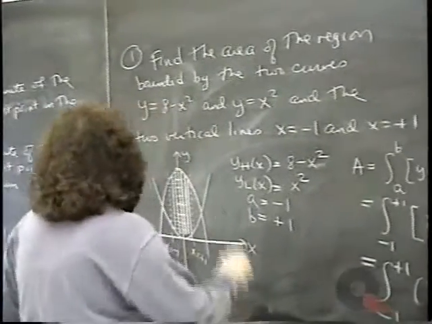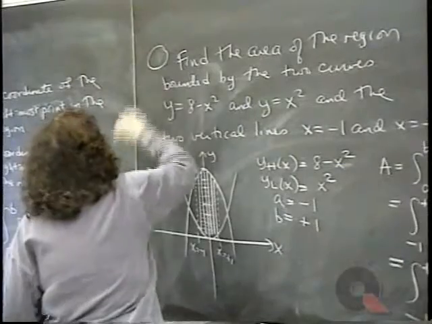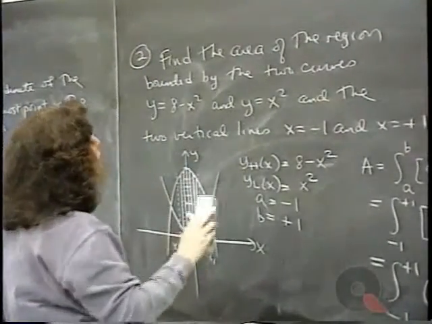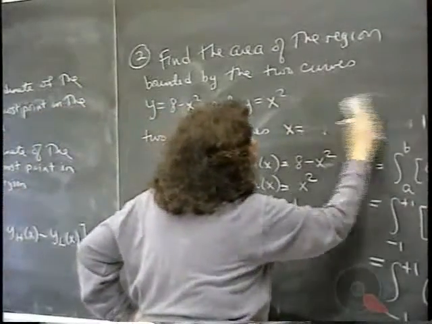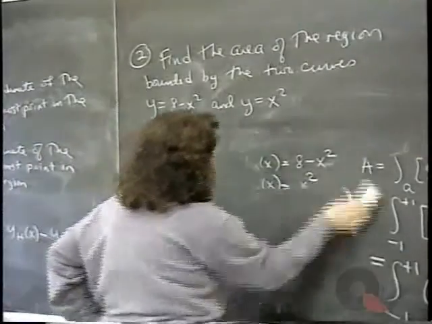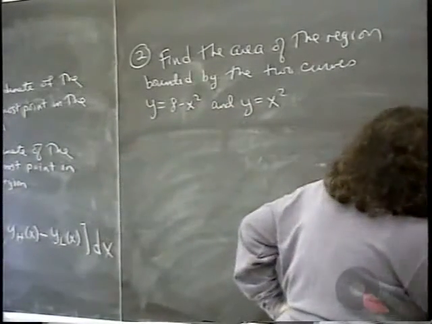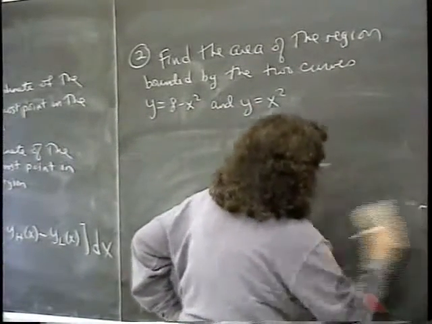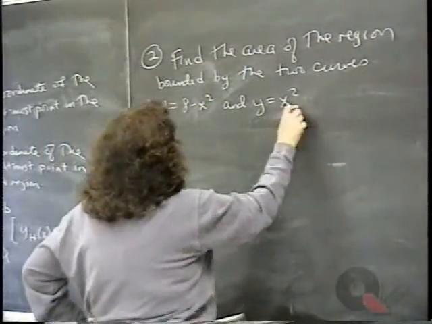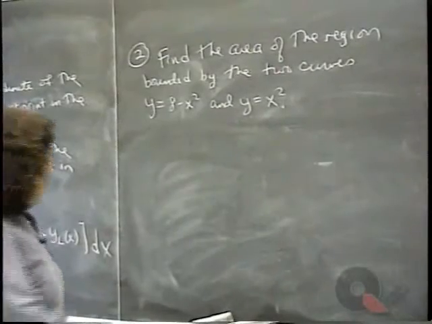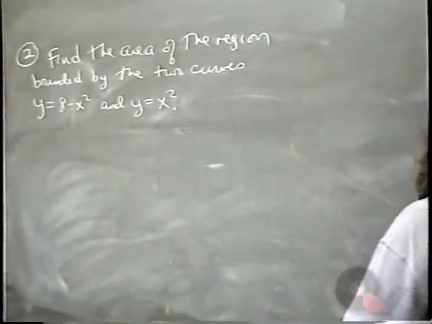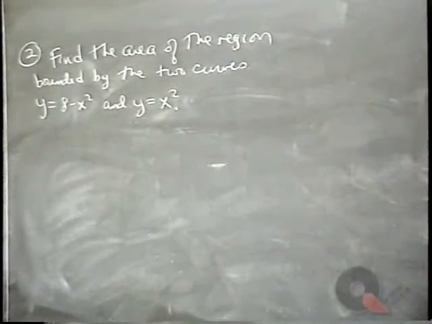Okay, for problem number 2, I'm going to modify problem number 1. I want you to find the area of the region bounded by the 2 curves, and I'm going to stop it right there. That's my problem. Find the area of the region bounded by the 2 curves y equals 8 minus x squared and y equals x squared.